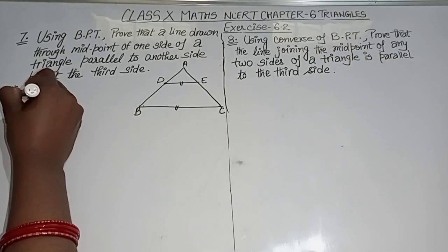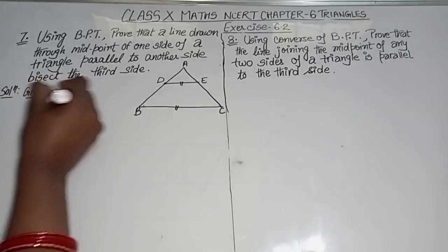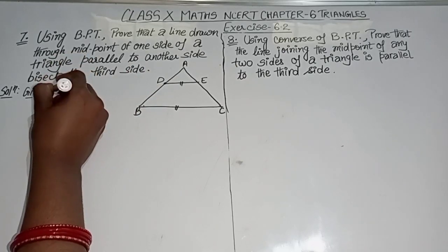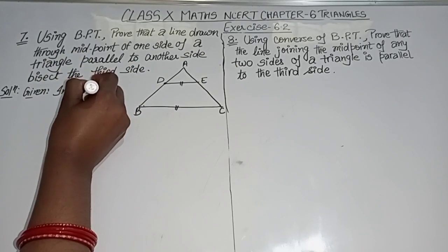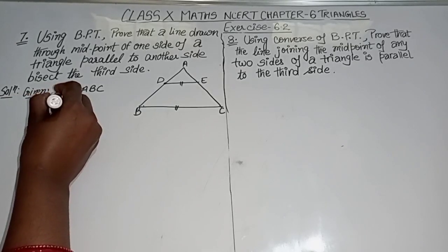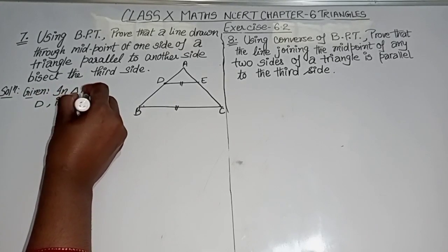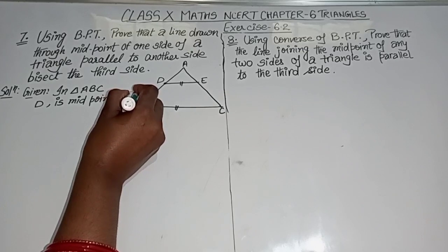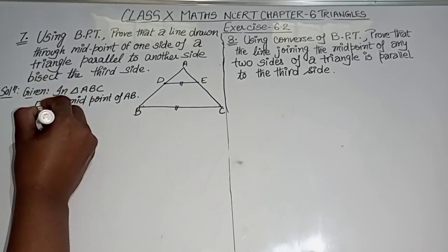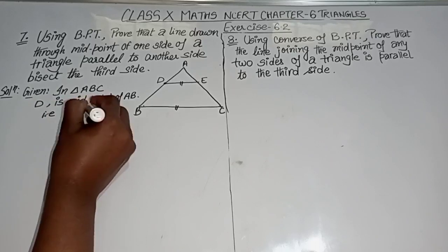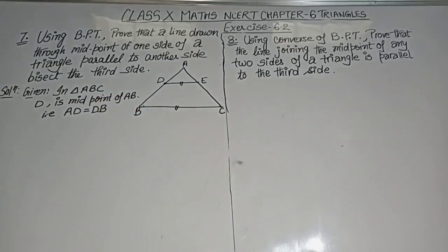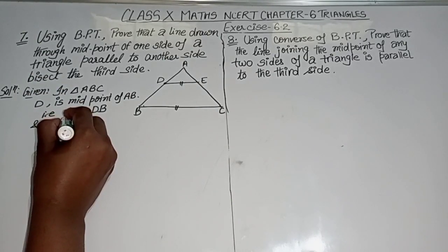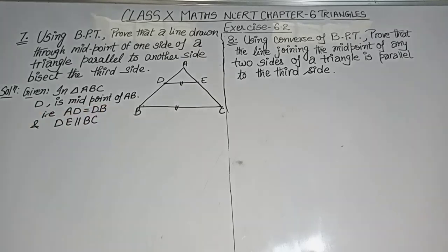So what is given? Given, in triangle ABC, D is the midpoint of AB, that is AD is equal to DB, and DE is parallel to BC.